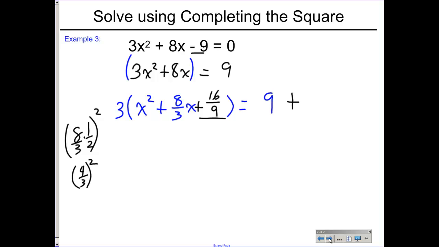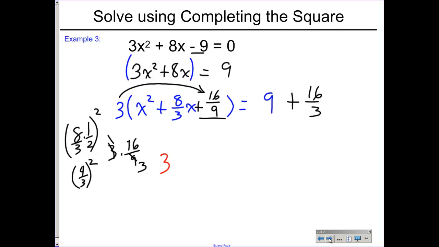Now on the other side I have to add, but I'm not adding 16 over 9. Remember, I had a times 3 on the outside. So the effect there isn't really 16/9, it's really 3 times 16/9. So what we need to do is take our 3 times 16 over 9 and simplify that, and we see we actually get 16/3. So I'm going to add 16/3 to the other side.